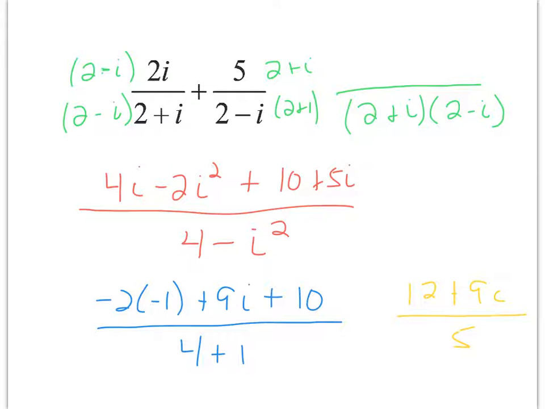Up top now, I'm going to simplify. I have 4i plus 5i is 9i. Negative 2i squared, of course, is negative 2 times negative 1, plus 10 still. And 4 minus i squared is minus negative 1, which is plus 1, 4 plus 1. On the bottom, I get 5. And on the top here, I now have positive 2 plus 10, which is 12, plus my 9i. And there's my final answer.